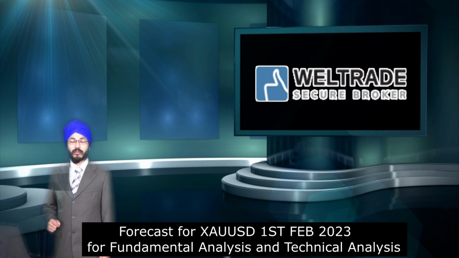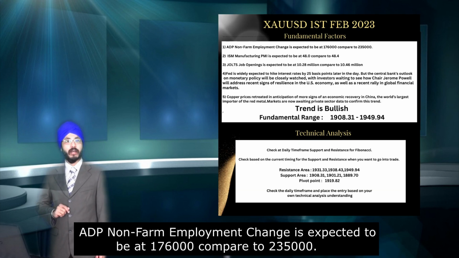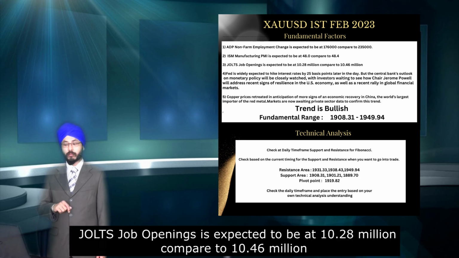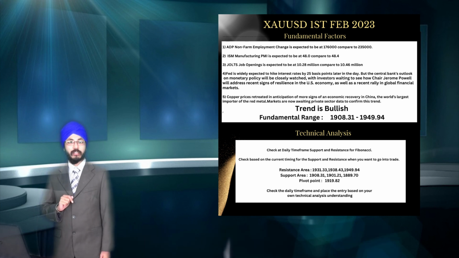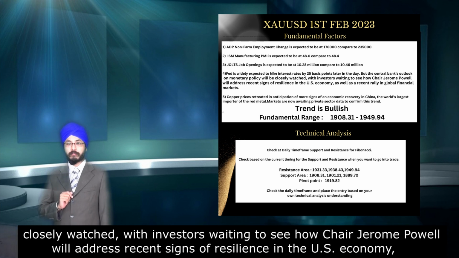Today I'm going to forecast the gold trend based on fundamental analysis and also technical analysis. First and foremost, the ADP Non-Farm Employment Change is expected to be at 176,000 compared to 235,000. Secondly, the ISM Manufacturing PMI is expected to be at 48.0 compared to 48.4. Thirdly, the JOLTS Job Openings is expected to be at 10.28 million compared to 10.46 million. Fourthly, the Fed is likely to increase the interest rate by 25 basis points in their Fed meeting today.